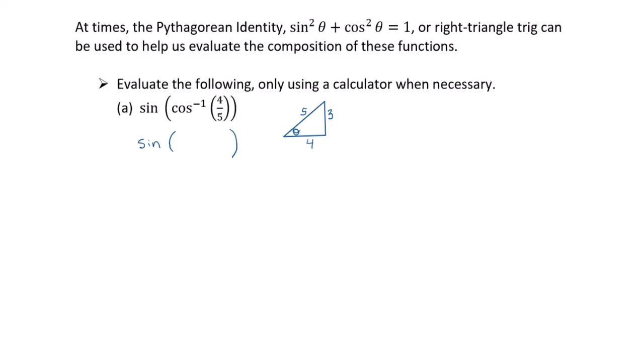And so I'm going to replace the inverse cosine of 4/5 with theta. Now the problem is asking, what is the sine of theta? And I know that the sine of theta is the opposite over the hypotenuse. So we end up with a value of 3/5.